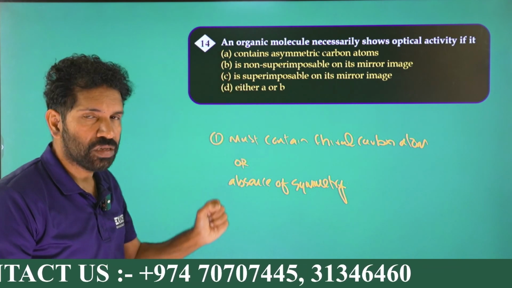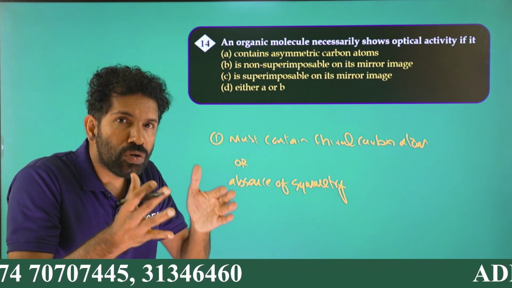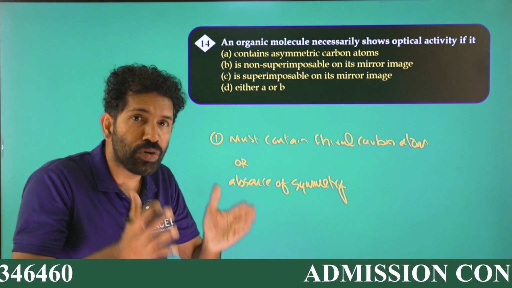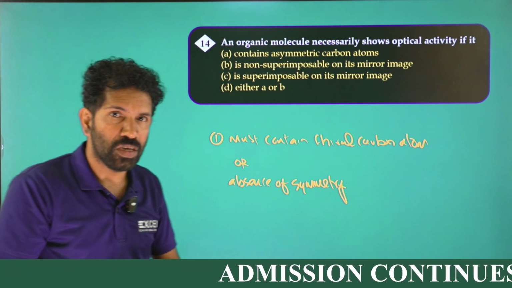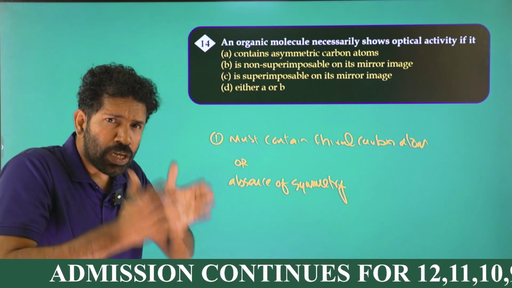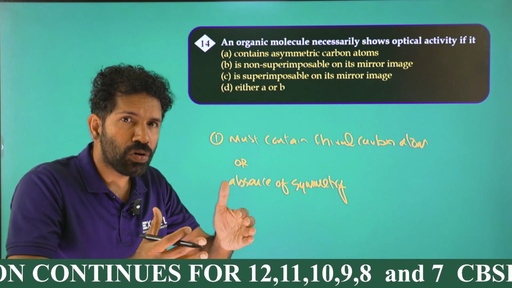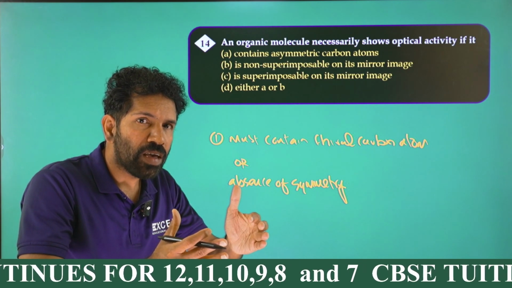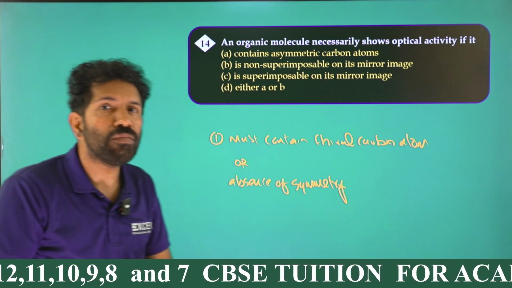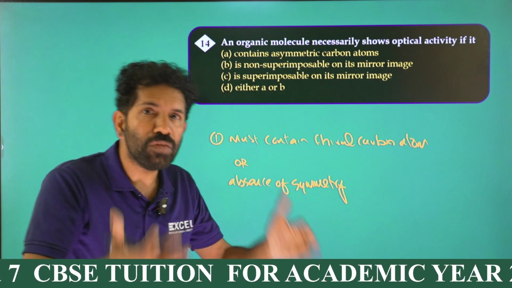Now one more thing. Those that have an absence of symmetry will form non-superimposable mirror images. So if a molecule has a chiral carbon atom, or if a molecule has an absence of symmetry, it will form non-superimposable mirror images. So all optically active compounds form non-superimposable mirror images.